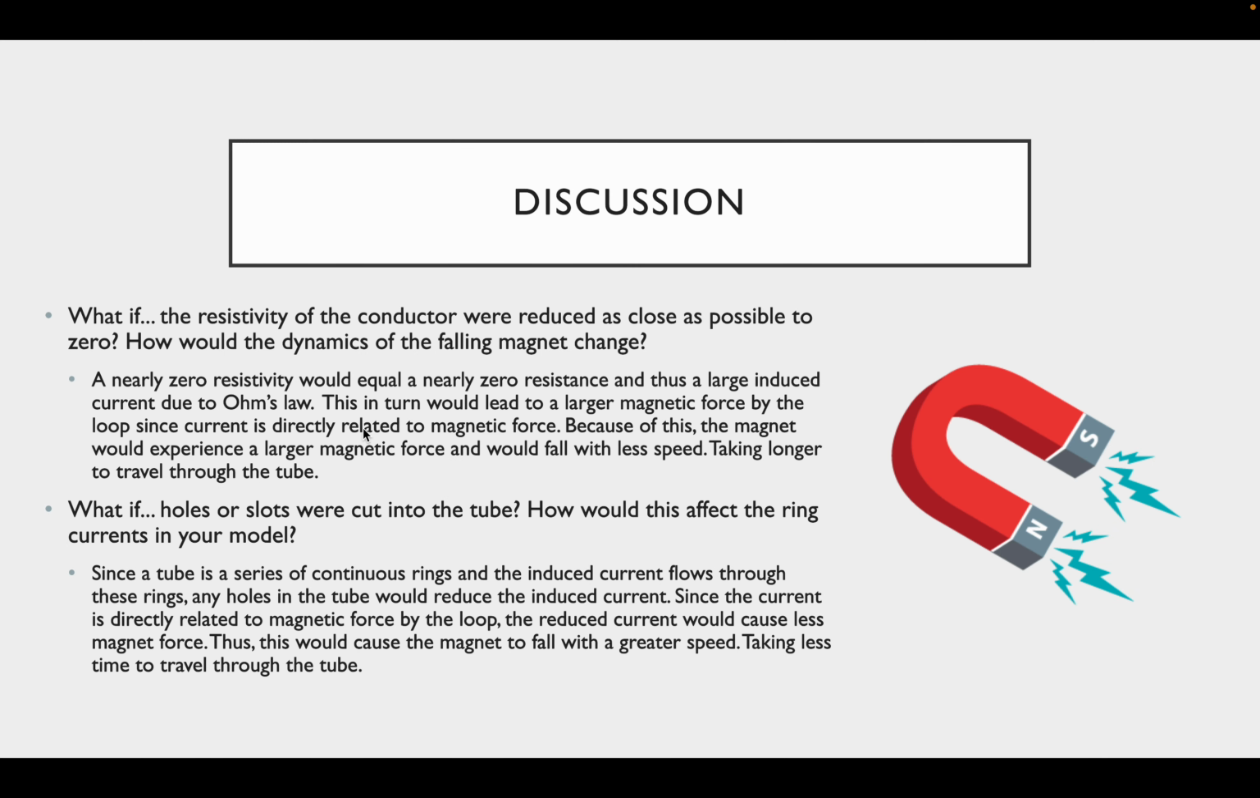In terms of the discussion, a nearly zero resistivity would equal zero resistance, and thus a large induced current due to Ohm's law. This in turn would lead to a larger magnetic force, and would also make the magnet experience a larger magnetic force, thus causing it to fall with less speed and take longer to travel through the tube. If there are holes cut in the tube, since the tube is a series of continuous rings and the induced current flows through these rings, this would reduce the induced current. This would make the magnetic force felt by the magnet less and would cause it to fall with a greater speed, taking less time to travel through the tube.